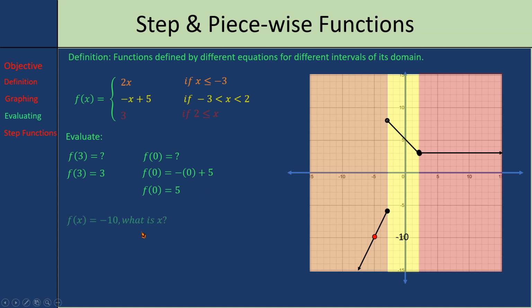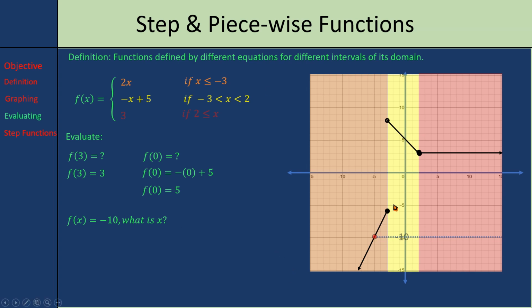And the last one here, they give you f of x is equal to negative 10. They're basically saying y is negative 10. What is x? So you go to y is negative 10 right here. Oh, there it is. And then you look across, right? Where is my equation? So there it is. You look to see, oh, it hits the graph right there at that point. See? And then you're like, oh, it's this point. What is x? x is negative 5. Okay.